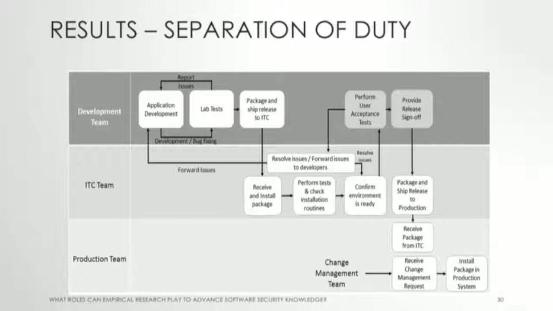They give it to the next, third team. The third team can work on pushing things to production, but they also have to get the change management request signed off. So we see at the minimum three big teams that work here.